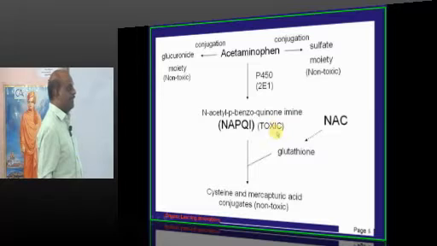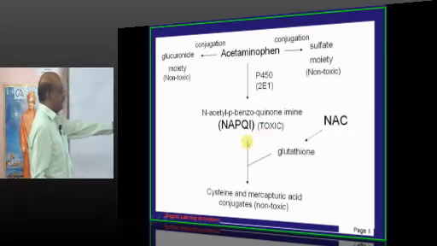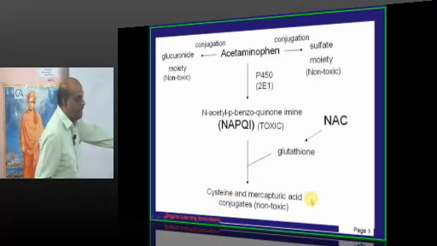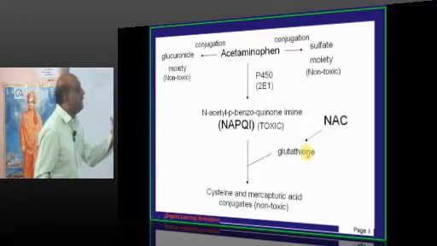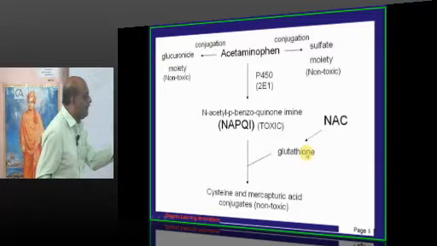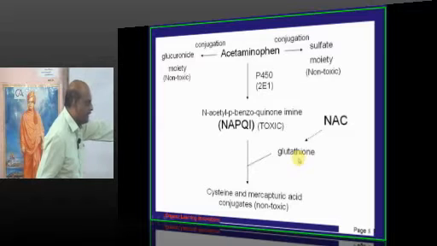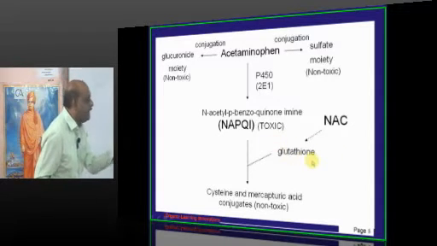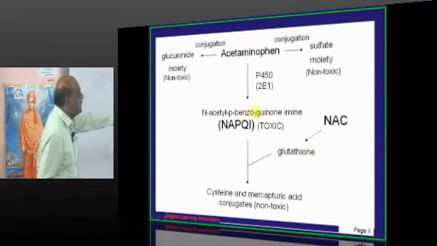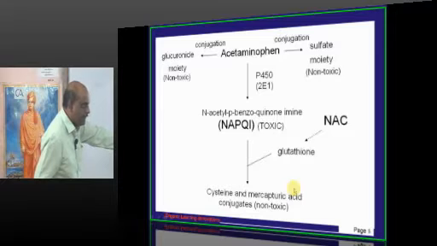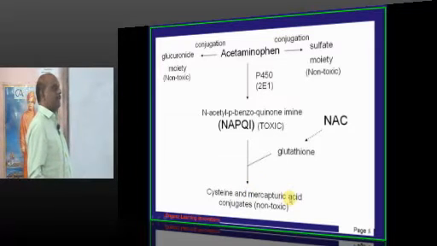also toxic. Then this NAPQI is converted into cysteine and mercapturic acid, and for that you require some reducing equivalents, and some sulfur molecule, because glutathione provides that. Thio means what? Sulfur. Glutathione provides that sulfur moiety and converts this N-acetyl-p-benzoquinone imine into cysteine and mercapturic acid, so that it becomes non-toxic.